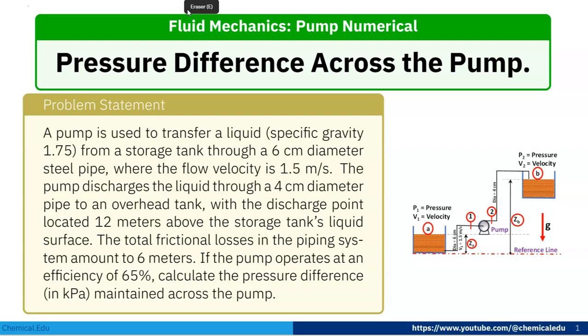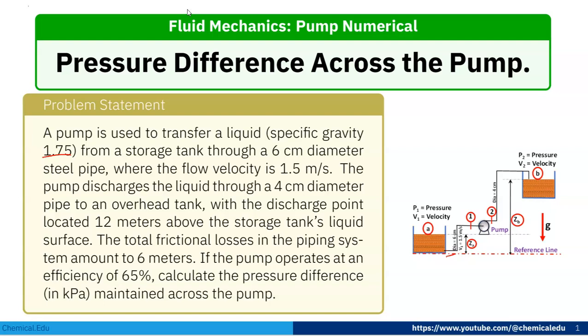A pump is used to transfer a liquid of specific gravity 1.75 from a storage tank through a 6 cm diameter steel pipe where the flow velocity is 1.5 meter per second. So here this is the storage tank, and from that the pump is pumping the liquid and it will reach the discharge tank. So this pipe diameter is 6 cm and velocity is 1.5 meter per second. So that is the case.